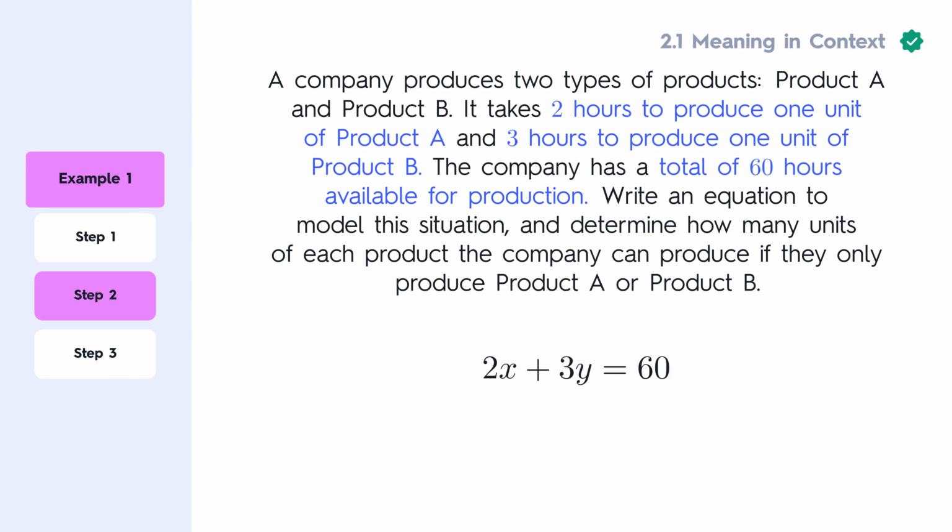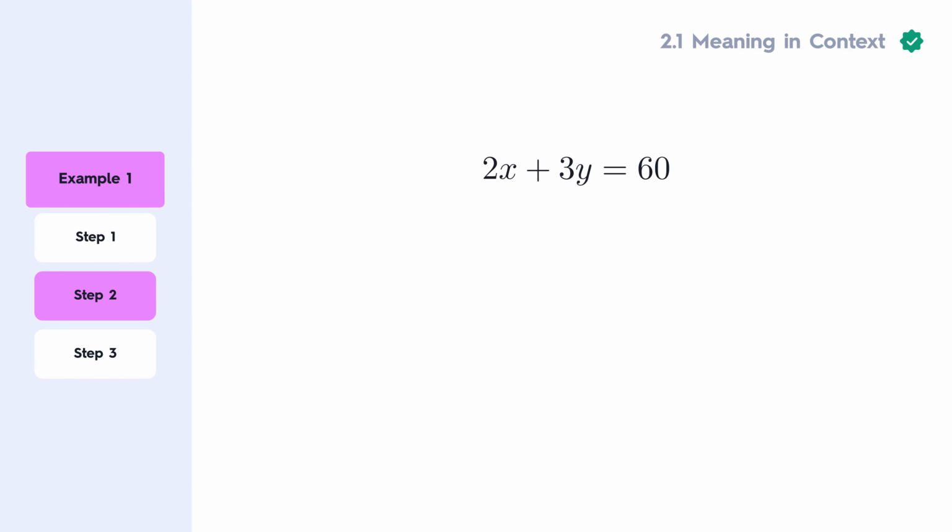We can model this with the following equation. This equation shows that the total time spent producing x units of product A and y units of product B cannot exceed 60 hours. Let's now determine how many units of product A or product B the company can produce if they choose to only produce one type of product.